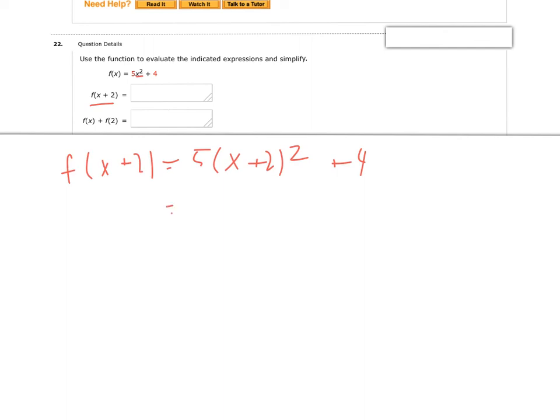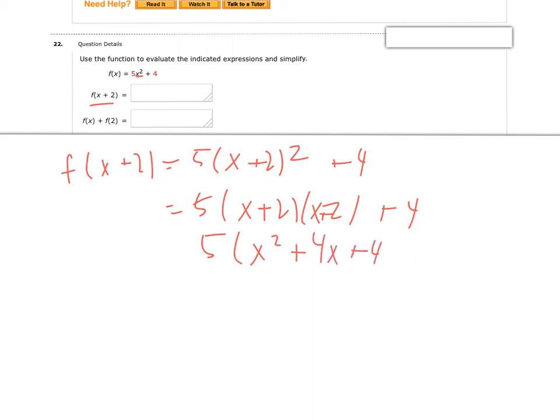Now I need to simplify this, so I'm going to write it twice, and then we're going to FOIL it. So it's going to become x squared plus 2x plus 2x is 4x plus 4. And then we will go ahead and distribute that 5. And just combine like terms.